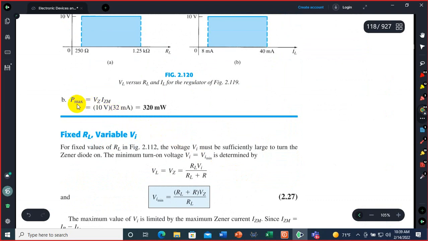So what is the Pmax? 10 into 32 milliampere, 320 milliwatt.